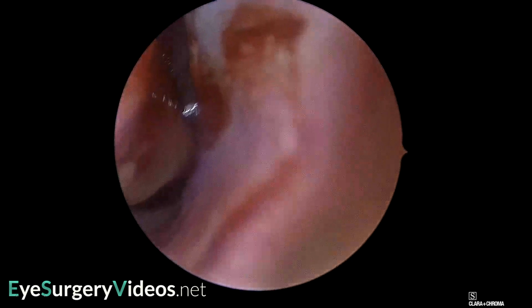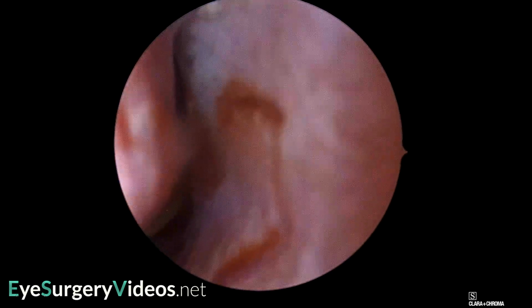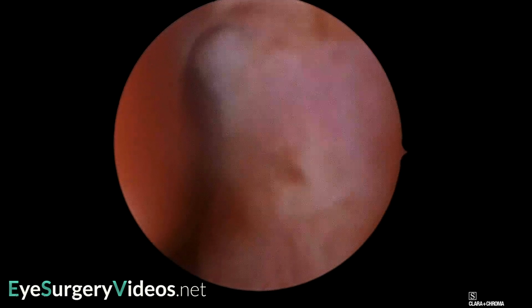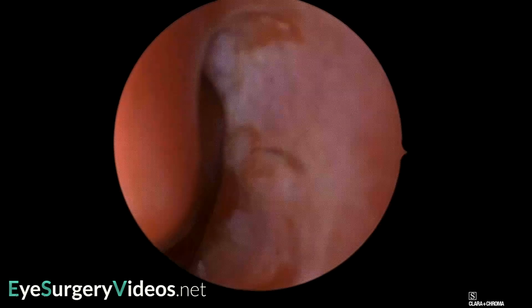The stent can be seen passing under the nasal mucosa but not emerging from the terminal end of the nasolacrimal duct. It is not possible to manipulate the probe to pass through the ostium, and further advancement of the stent would simply tear through the mucosa.